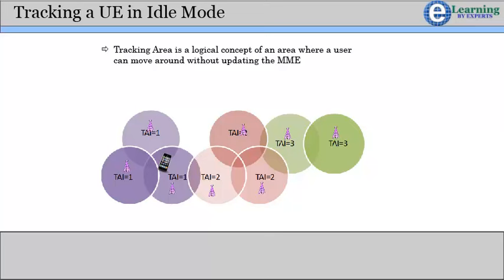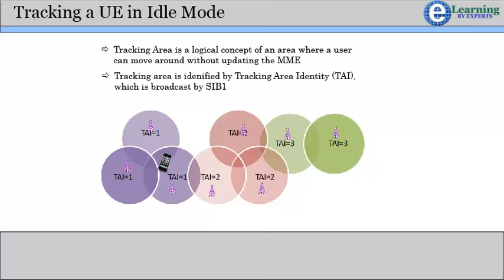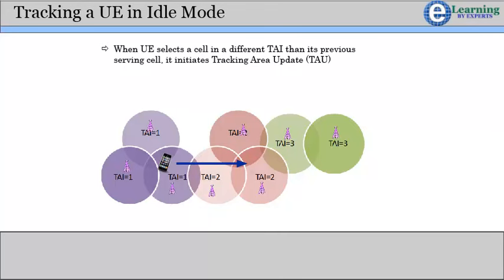Each eNode B broadcasts a special tracking area code, TAC, to indicate to which tracking area the eNode B belongs to, and the TAC is unique within a PLMN. Tracking area is identified by Tracking Area Identity, TAI. Tracking Area Identity, TAI, for each eNode B is broadcast by SIB1. Whenever the UE selects a cell with a different TAI than its previous serving cell, it has entered a new tracking area, and informs the network with a tracking area update, TAU. If two cells have the same TAI, then a TAU is not required.